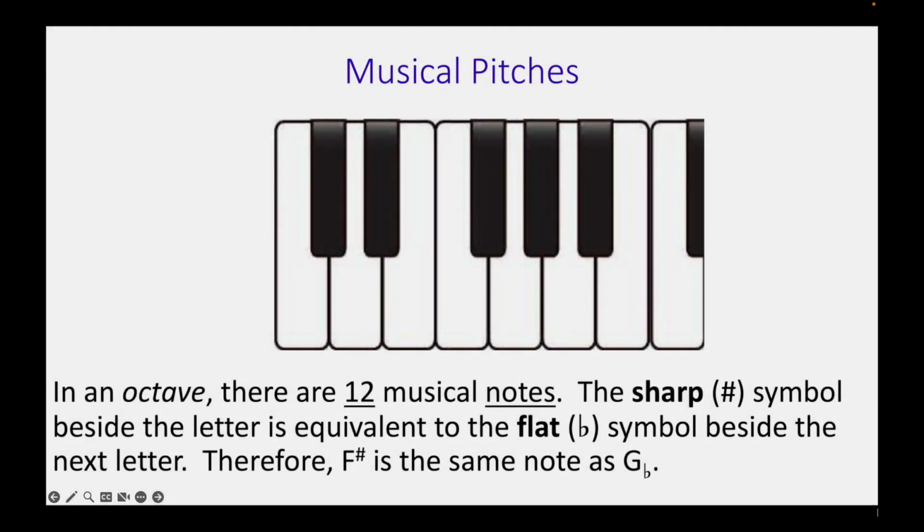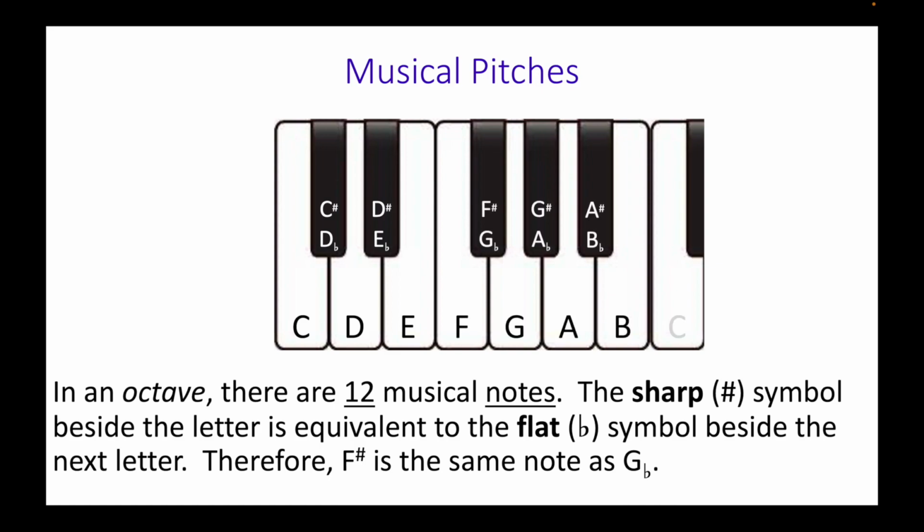In an octave, there are 12 musical notes. The sharp symbol beside the letter is equivalent to the flat symbol beside the next letter. Therefore, F sharp is the same note as G flat.